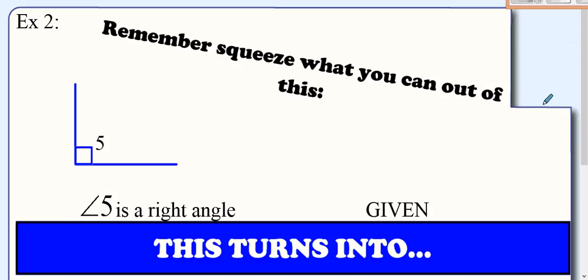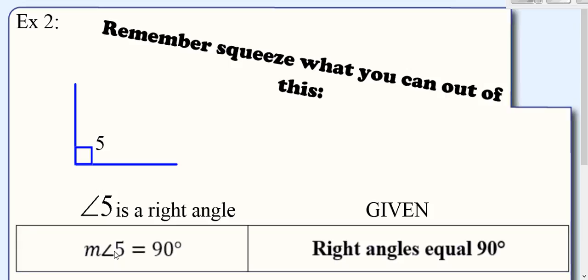So here we've got angle 5 is a right angle. Everything that we know about that: it's a right angle, means it equals 90, because right angles always equal 90. So we kind of hinted at that in the last example as well.